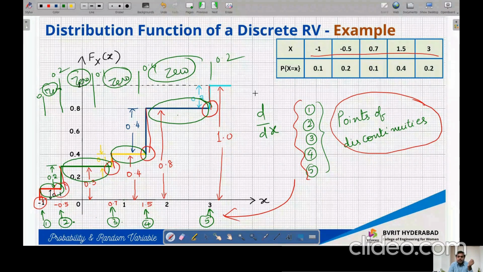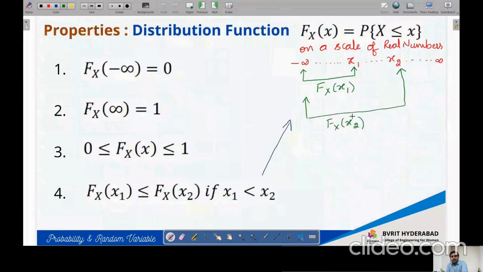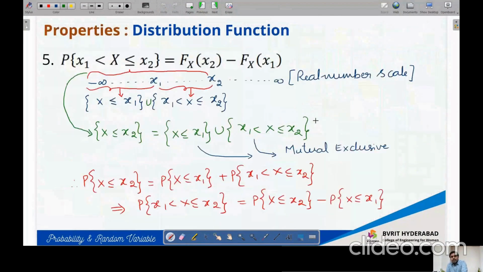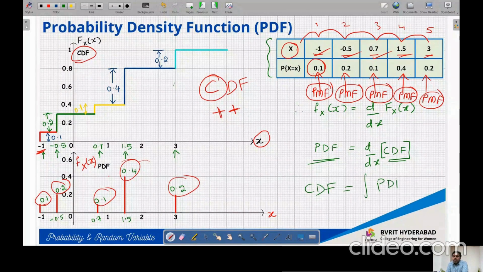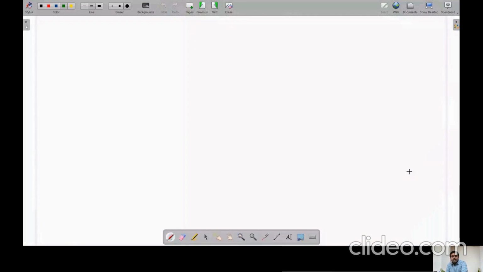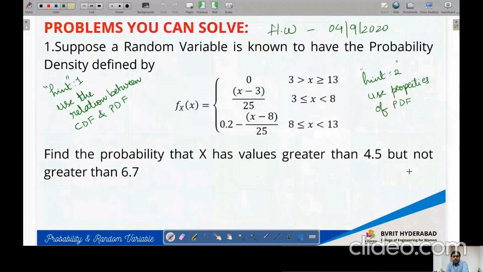Differentiating the unit step function will give an impulse with some specific magnitude, which have already been given. So, the relation between the cumulative distribution function and the probability density function is that PDF is obtained by differentiating the cumulative distribution function, or the cumulative distribution function is obtained by integrating the PDF, the reverse result, what we can understand. I'm going to skip all the properties that you can easily see and verify.